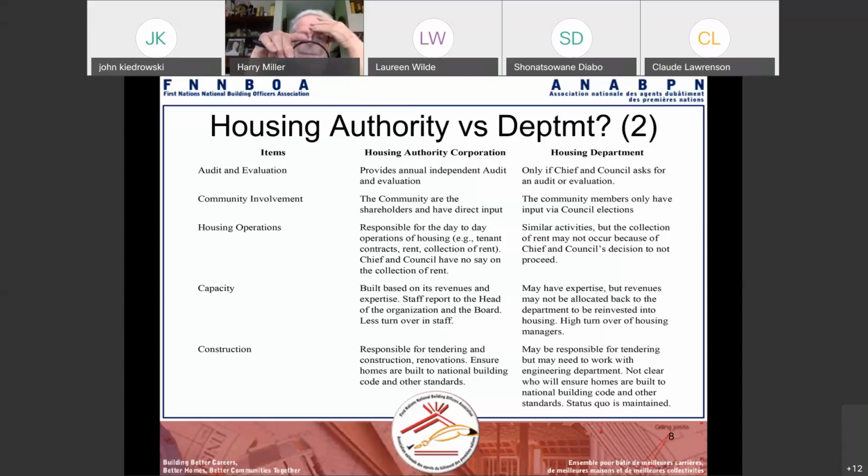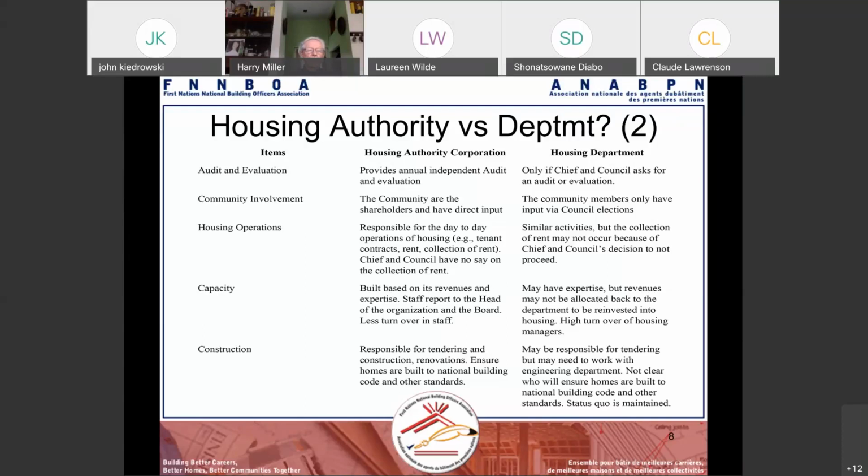Housing operations. So again, the authority is responsible for the day-to-day operations. That's tenant contracts, rent, collection of rents. Chief and council has no say or input on how rent's collected and how the authority moves to collect the rent. So if they want to move forward to remove people for not paying rent, the authority has the power to do that. It is similar to a housing department, but the collection of rent may or may not occur between chief and council.